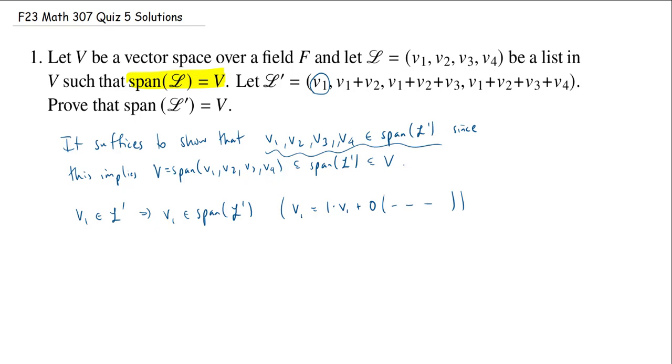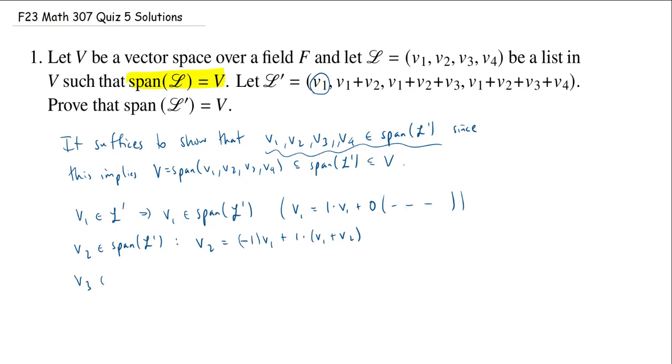All right, so how do we get V2? Well, I claim V2 is not in L prime. That's very obvious. It's not one of those 4 vectors. But V2 is in the span of L prime because I can write V2 as follows. I'm going to take -1 copies of V1 and add that to 1 copy of V1 plus V2. I have -1 V1 and 1 V1. Those cancel, and so I'm just left with V2. All right, so V2 is in that span.